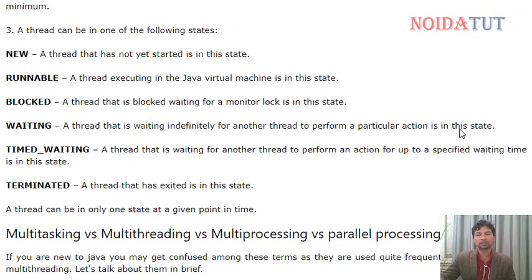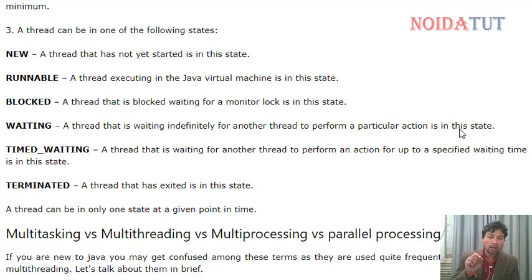Now, proceeding further, let us have a look at the different states that threads go through. New: a thread that has not yet started is in this state. A newly created thread is in the new state. Runnable: a thread executing in the Java virtual machine is in this state.